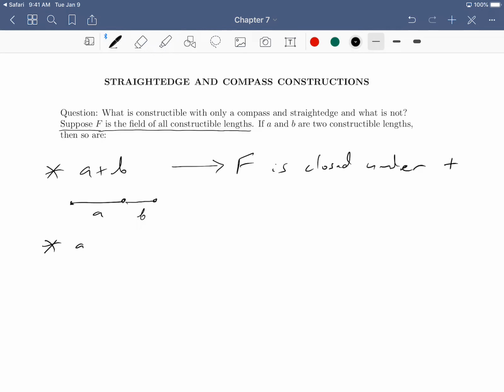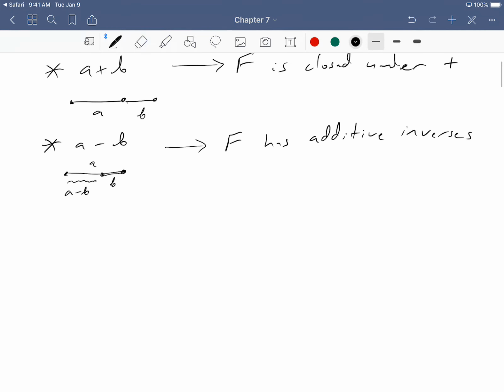All right, I can pretty easily make the difference also. Again, I would make a length A segment, and then I would make a length B segment, set my compass to that length, but go back the other way. And what I'm left with right here is length A minus B. So this is talking about subtraction, but the way we've been thinking about this is F has additive inverses. If I can make length B, if B is in my set, then minus B is in my set also.